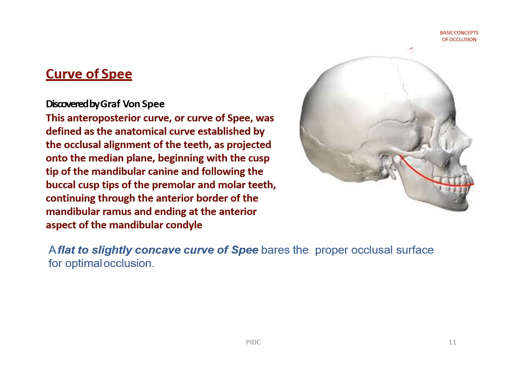So the anterior-posterior curve starts from the tip of your canine. It follows the buccal cusp of your premolars and molars, right? And then it passes through the anterior border of your ramus of the mandible, right? And ends at the anterior aspect of your condyle, which is this area. So this is your condyle and this is your anterior portion. So this is called the curve of Spee.